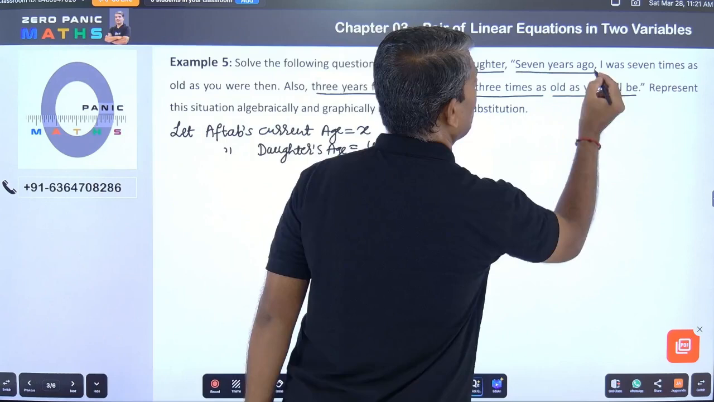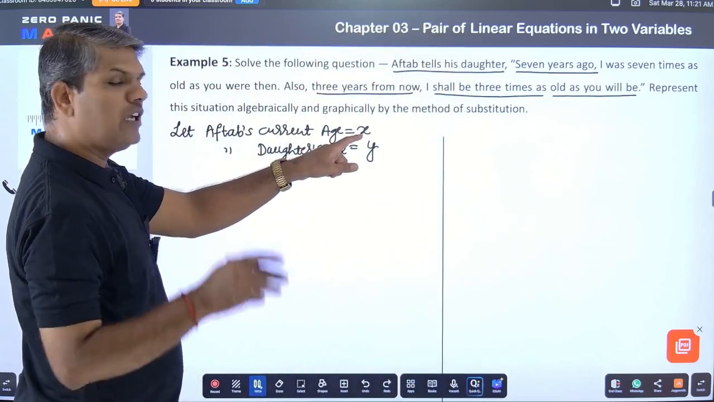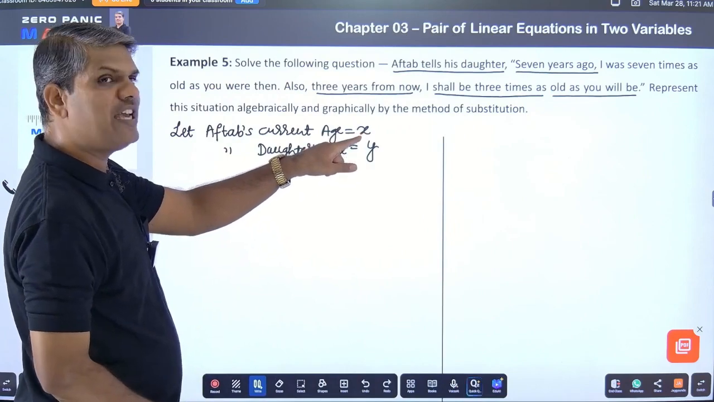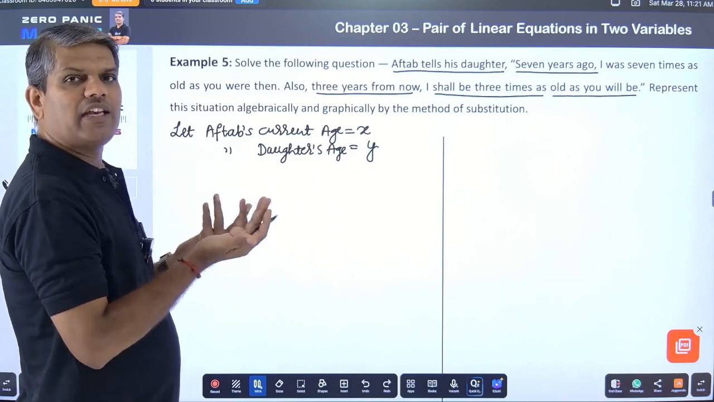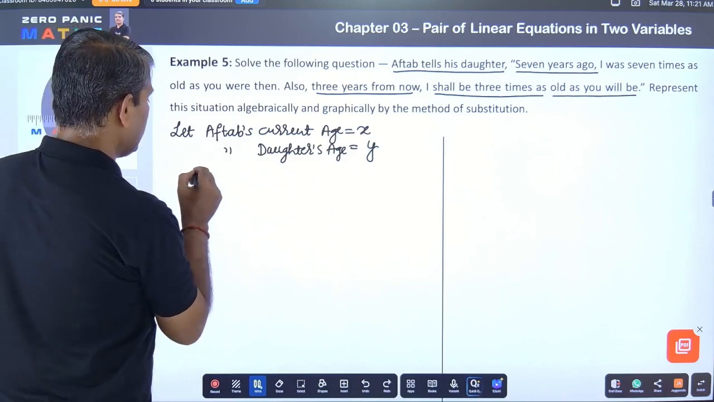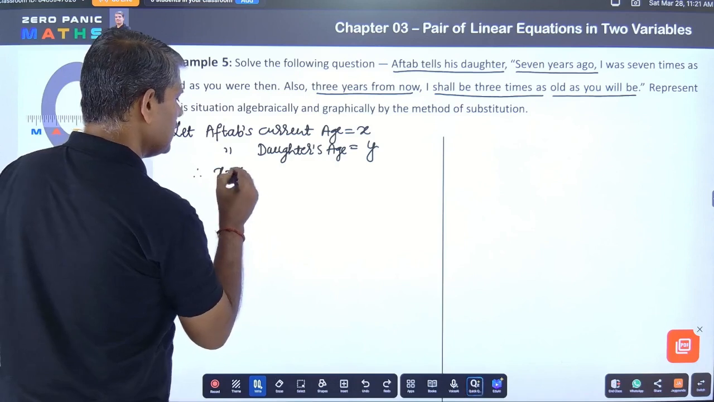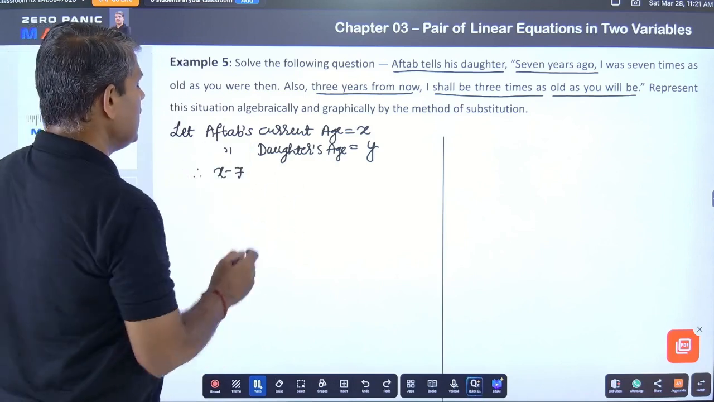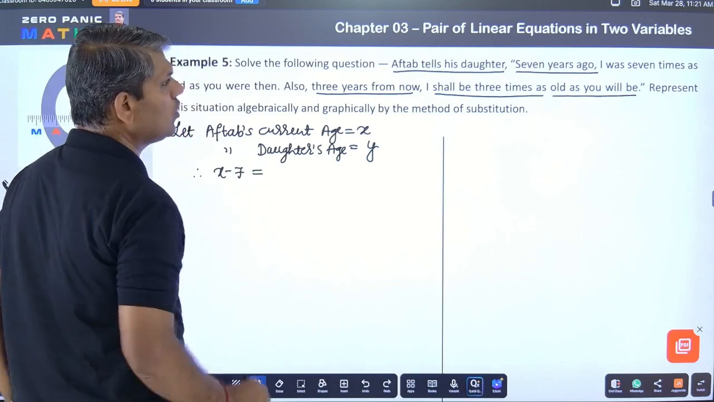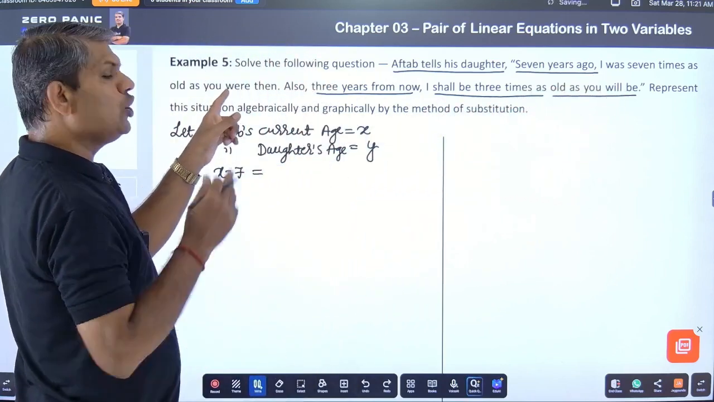7 years ago, what will be the age of Aftab? If currently he is x years old, then 7 years before he will be x minus 7, right? So x minus 7 is the age of Aftab 7 years back. Okay, so what is that equal to? What is he saying? I was 7 times as old as you were then.